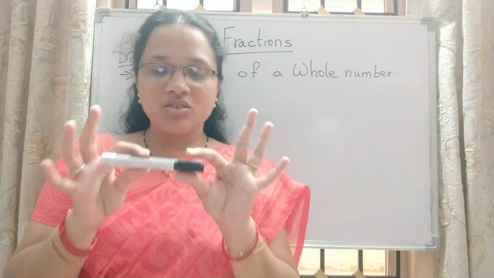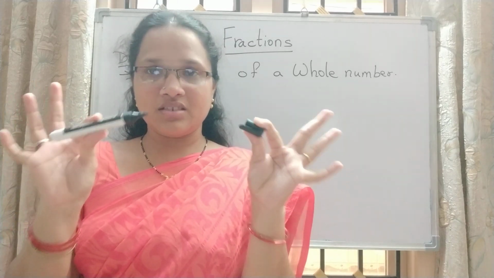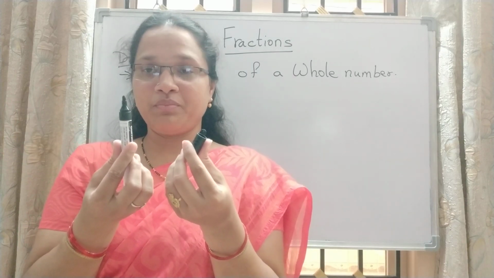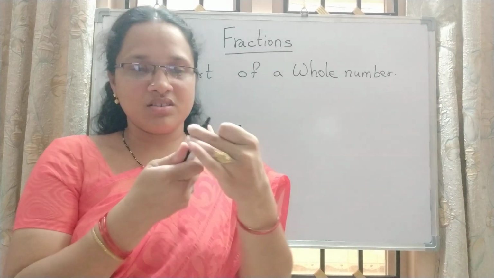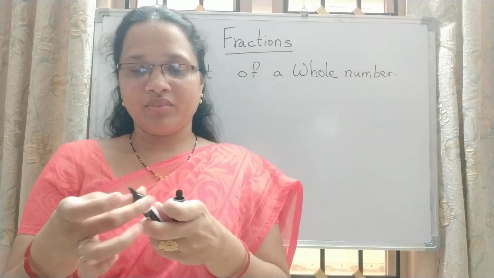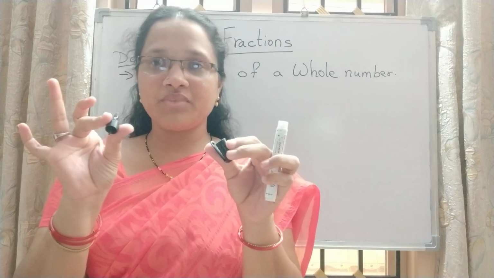So what can I do? I can just simply separate these both. So this is made into two different parts. If I remove this one, it comes into three parts: the cap, this one, and this.